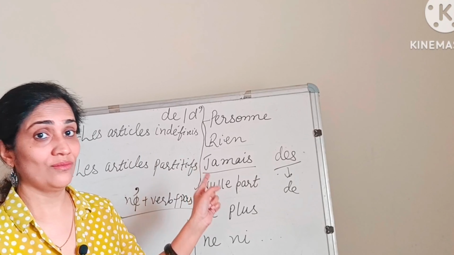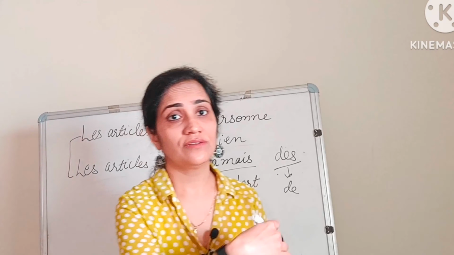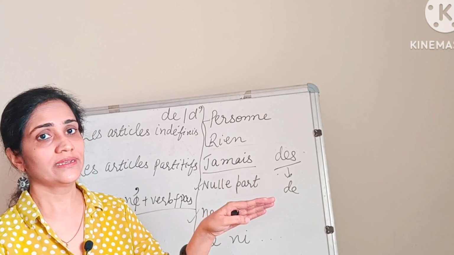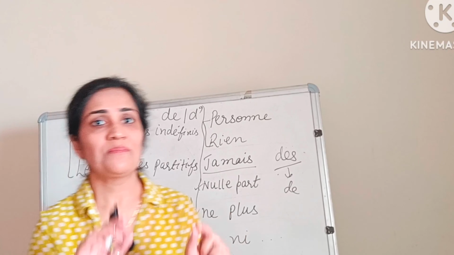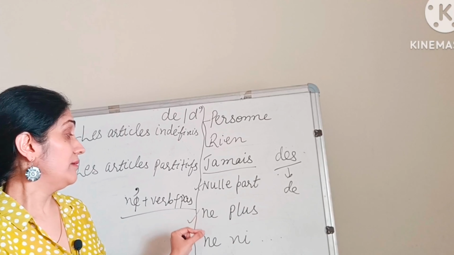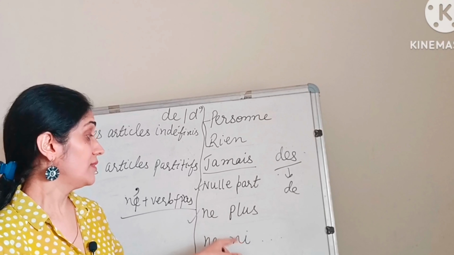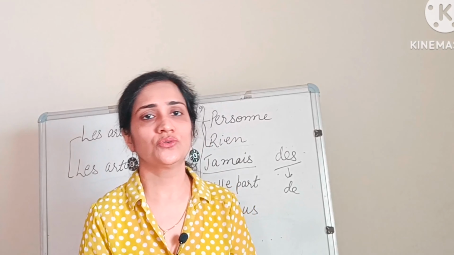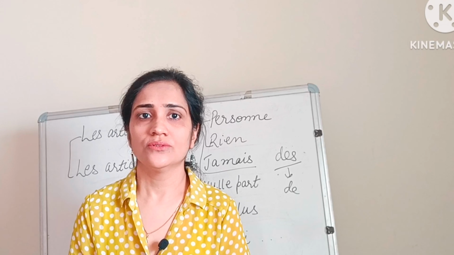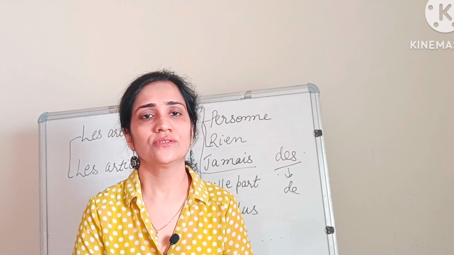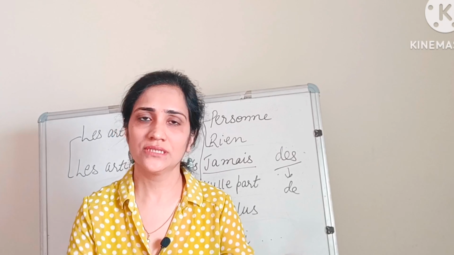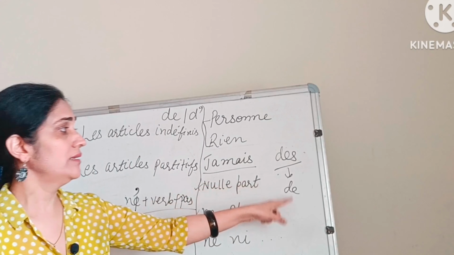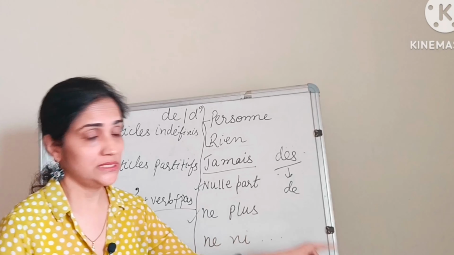So, in the negative, we are omitting this "des" and converting it into "de", as there is a rule with these two articles. We have to convert these two articles either into "de" or "d'" in the negative sentence. So, il n'y a plus de biscuits dans la boîte. So there is no biscuit left in the box. You are omitting "des" and converting it into "de".